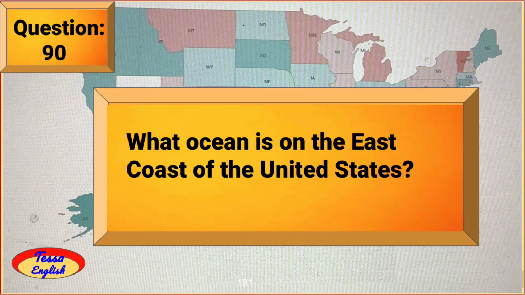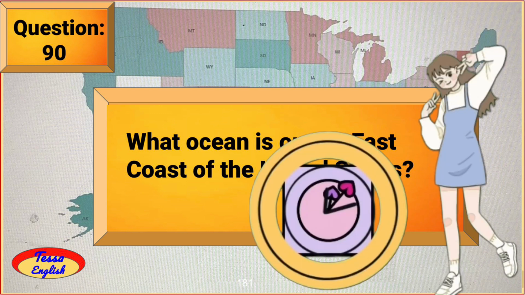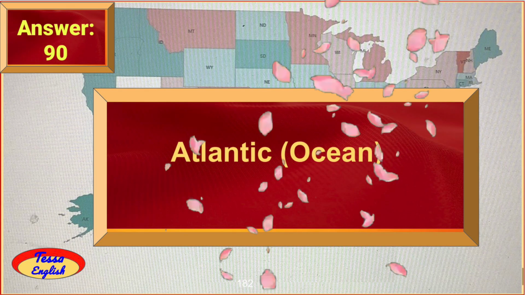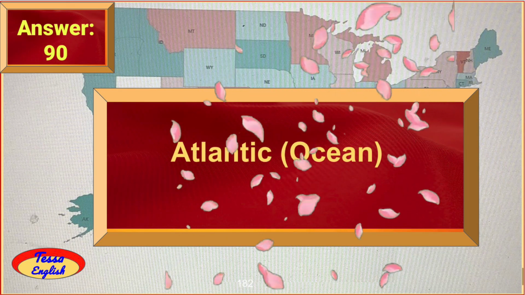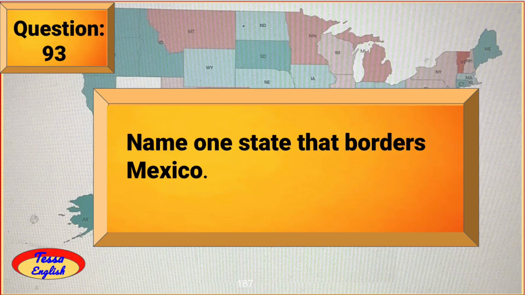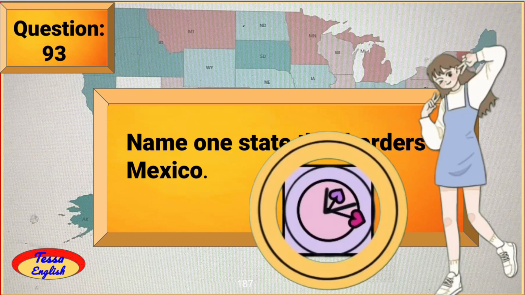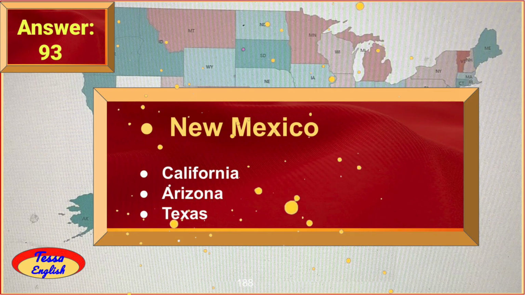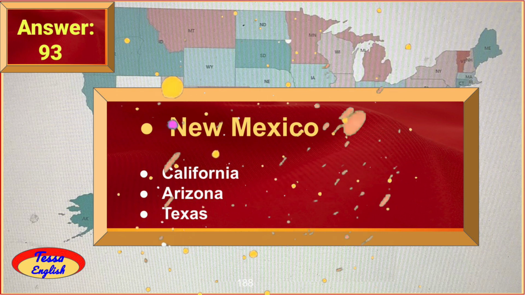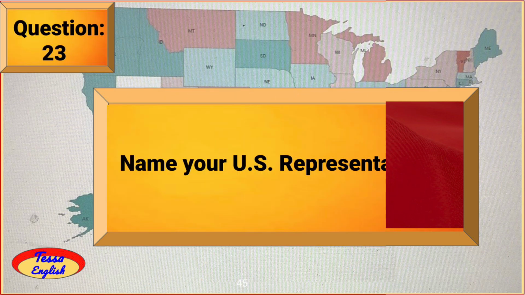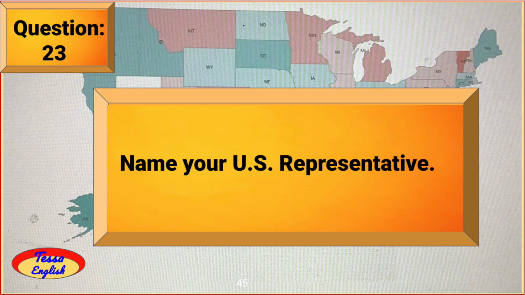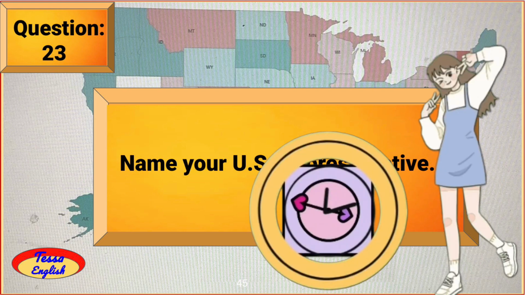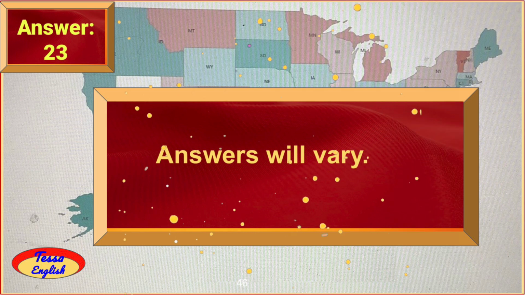What ocean is on the east coast of the United States? Atlantic Ocean. Name one state that borders Mexico. New Mexico. Name your U.S. representative. Answers will vary.